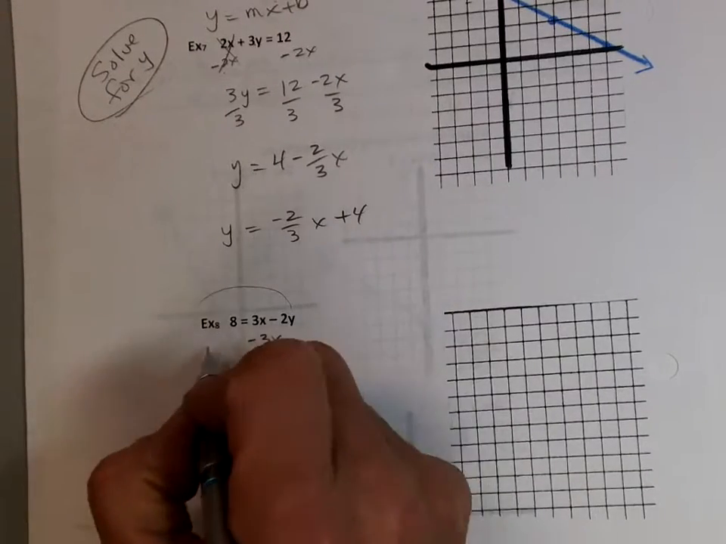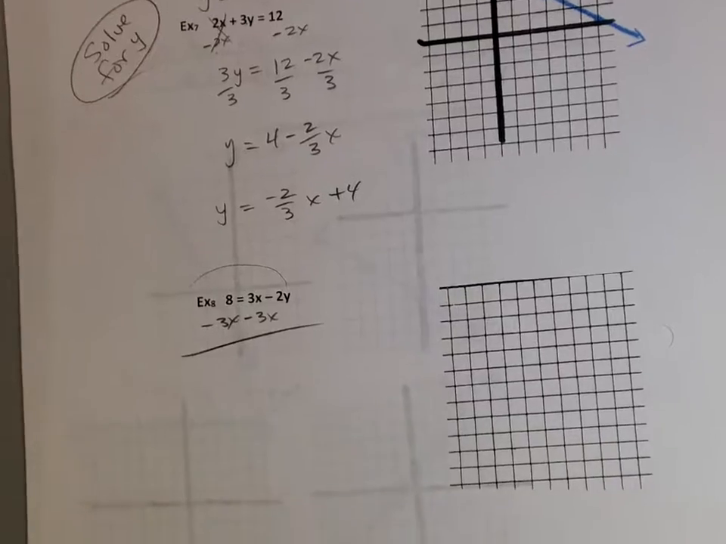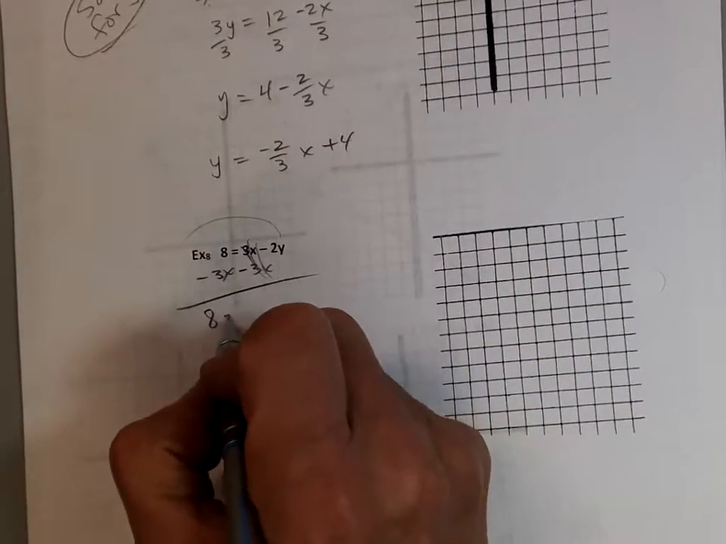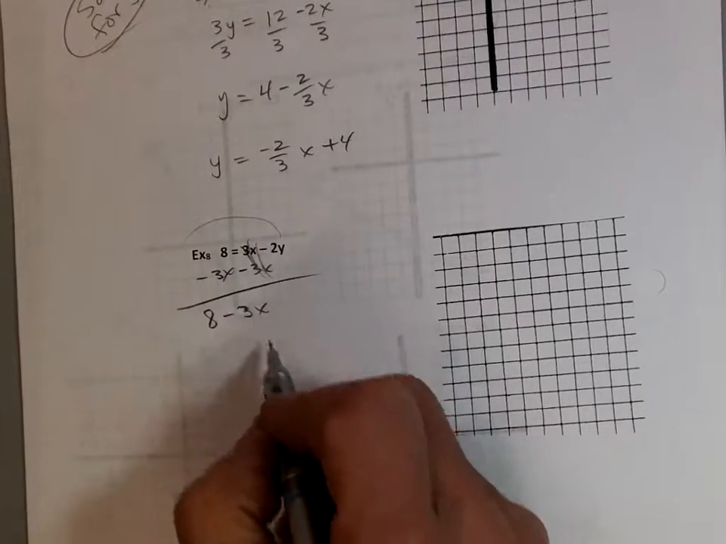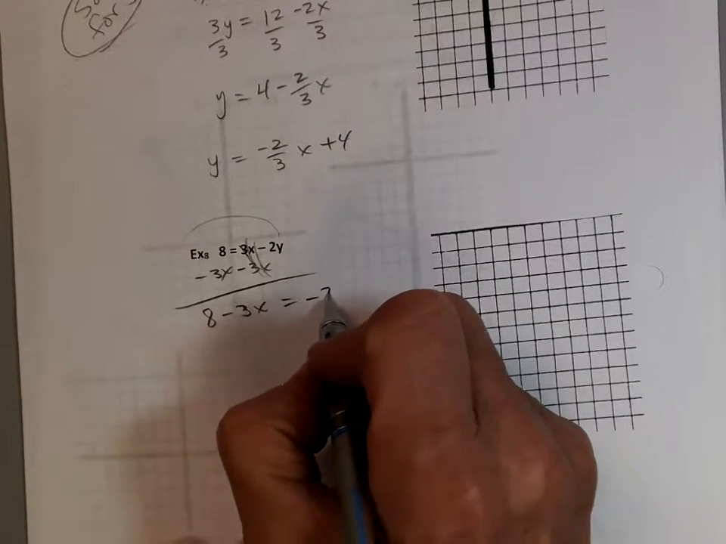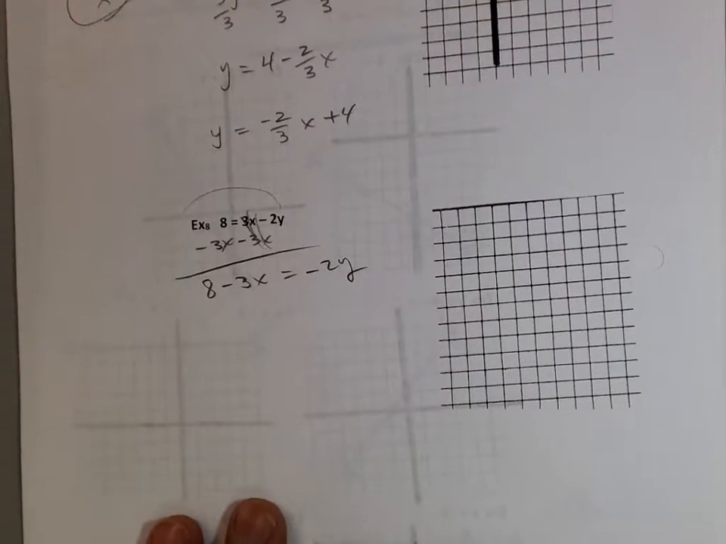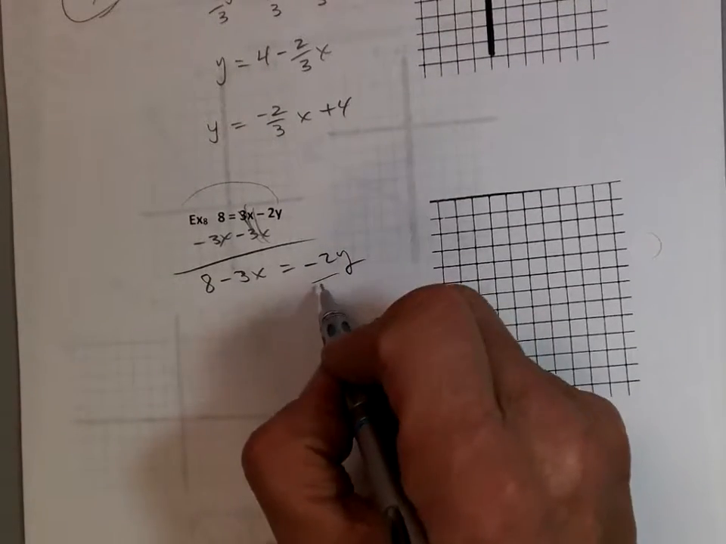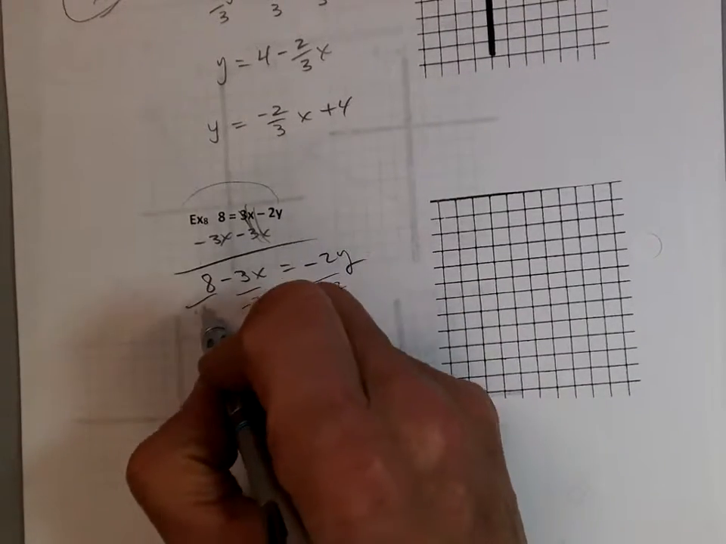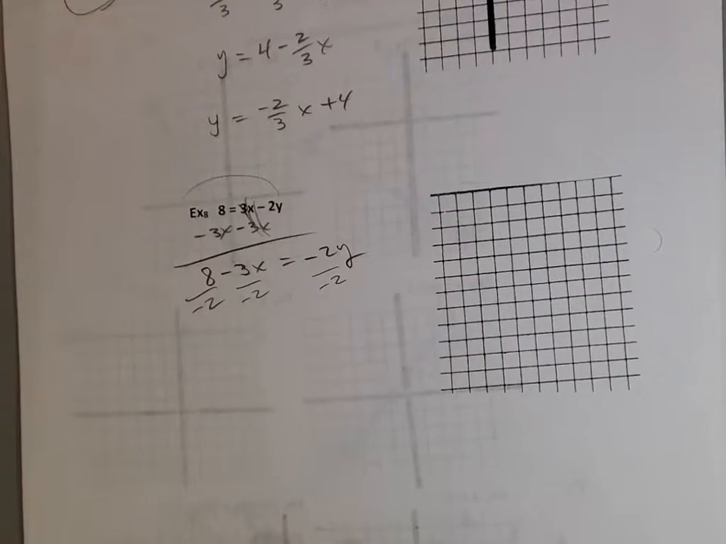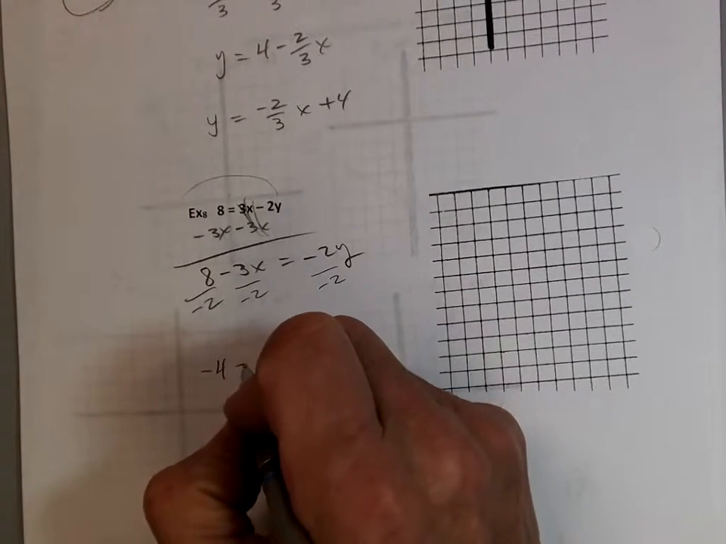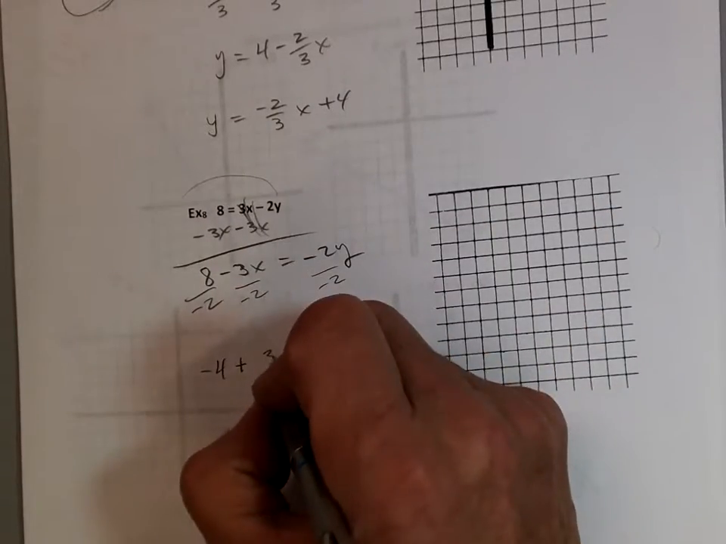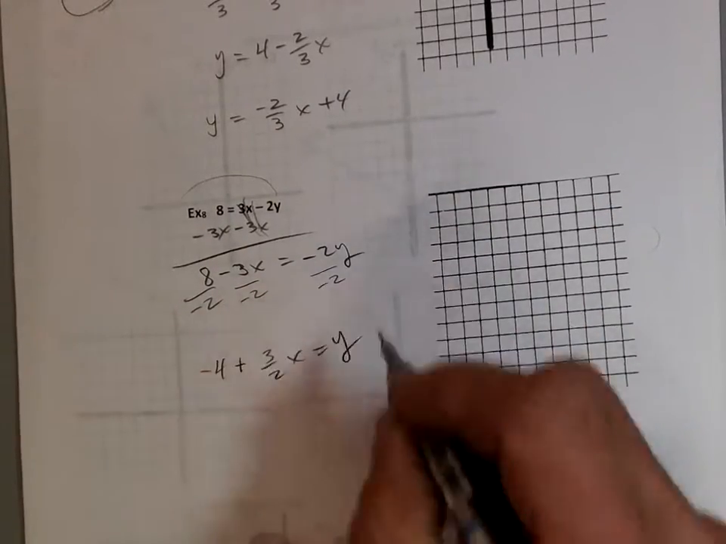Minus 3x, minus 3x. I'm okay with that, right? And that's gone, right? So I would have an 8 minus 3x. You can't subtract those. Equals a negative 2y, okay? Let's divide by negative 2. Yep. Divide by negative 2. Everything. Okay? I'll have a negative 4 plus positive 3 over 2x equals y. Okay, now I can graph that.